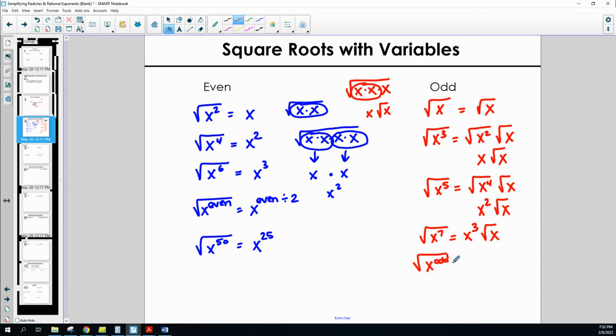So let's say the square root of x to any odd number is going to be x to that odd minus 1 divided by 2 square root x. So the odd minus 1 is just meaning that you're changing it to the closest even without going over, and then we're dividing it by 2, and we're following this even rule. So if I had the square root of x to the 25th, I would take my exponent of 25, I would subtract 1 to make it even, so 24, divide it by 2, so I'd get x to the 12th out of the radical, and then I'd have a square root of x left over.